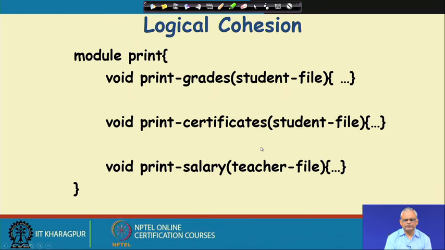Let us look at an example of logical cohesion. Let us say we look at a module and find that its name is print, and it does various types of printing across various functionalities, printing grade, certificate, salary, etc. These are part of various other functionalities or requirements. Then we say that this module has logical cohesion. It is not the bottommost cohesion, but still it is not a good cohesion.